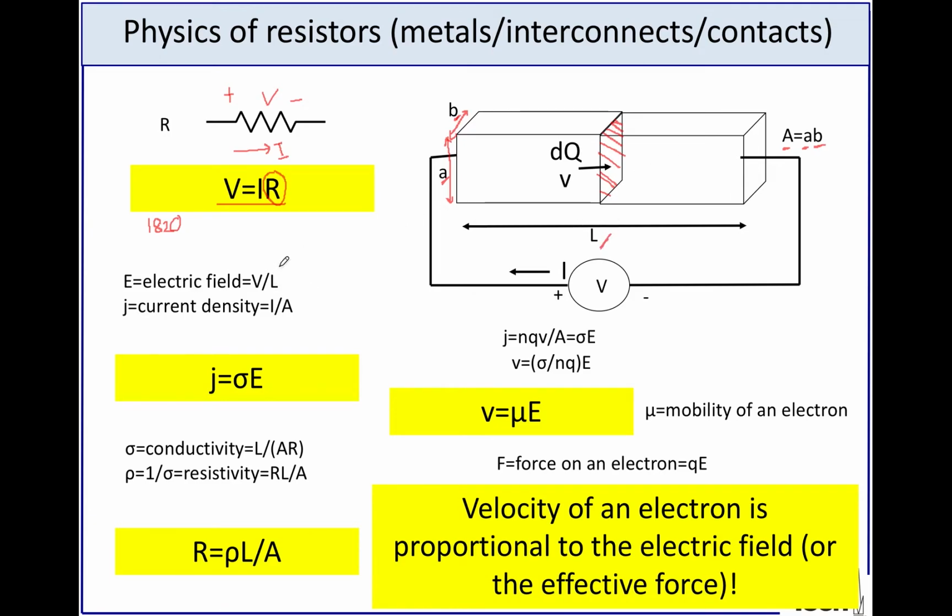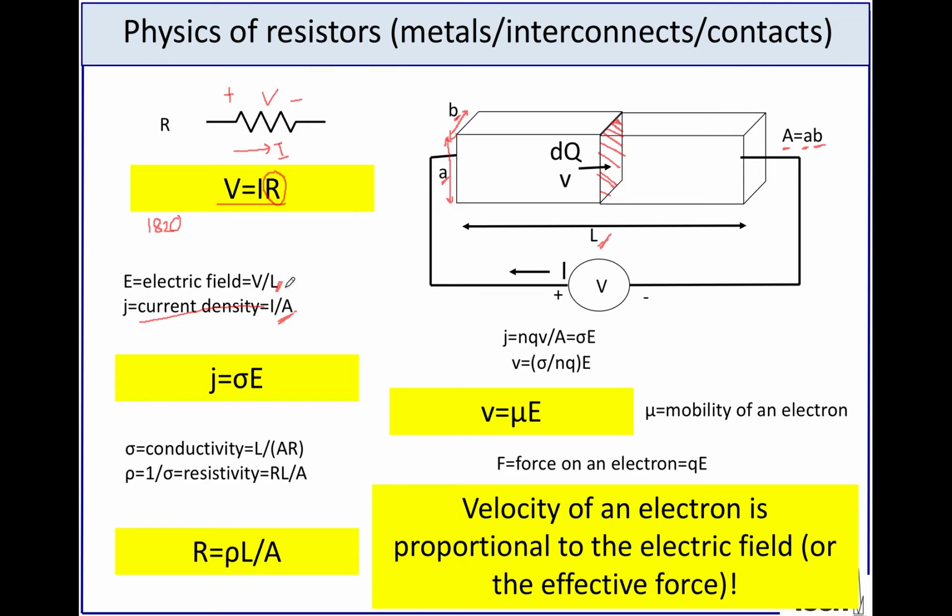The electric field in the metal is given by the voltage divided by the length, and the length is L here. Also, the current density is another quantity that we use regularly. Current density is the amount of current that flows per unit area of the cross section. This is called the current density, and it is given by I over A, where A is the cross sectional area.